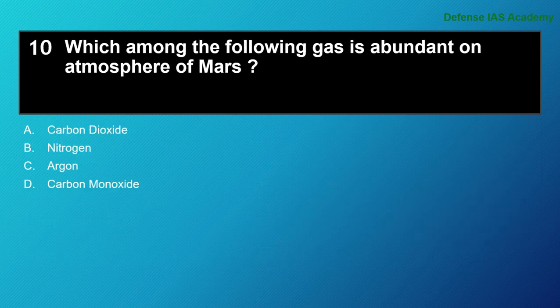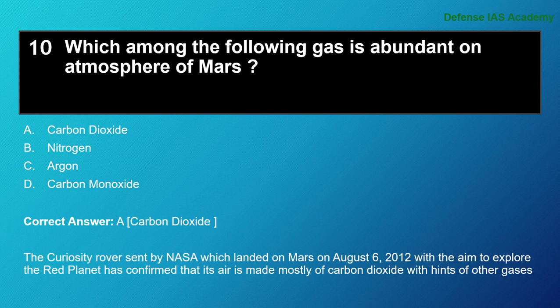Question 10. Which among the following gas is abundant in the atmosphere of Mars? The answer is option A, carbon dioxide. Carbon dioxide is more in the atmosphere of Mars. The Curiosity rover sent by NASA, which landed on Mars on August 6, 2012, with the aim to explore the red planet, has confirmed that its air is made mostly of carbon dioxide with hints of other gases.